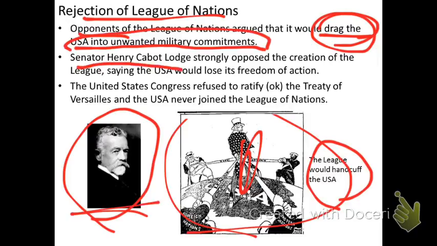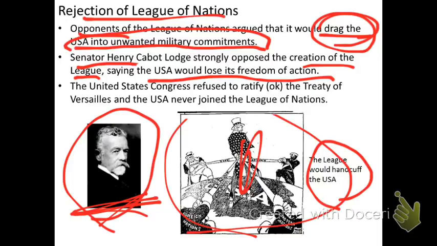Senator Henry Cabot Lodge, down here, strongly opposed the creation of the League, saying the U.S. would lose its freedom of action. It would lose its freedom. It would lose its sovereignty.